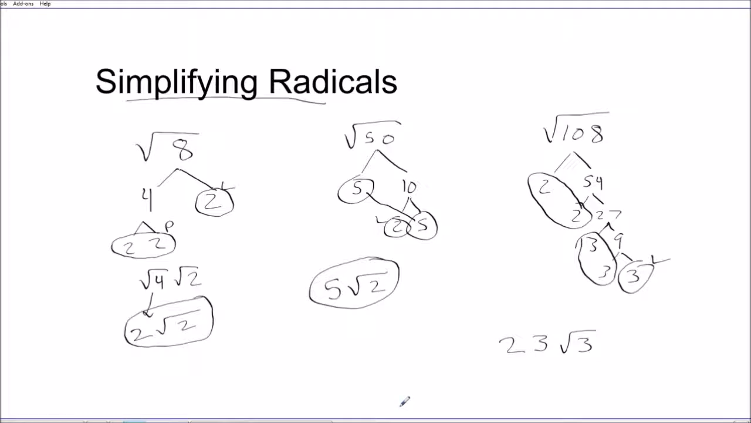Now some people will leave it just like that and they'll say 23 root 3, but folks, these are multiplied, okay? So be really, really careful. They're not added. It's not 23. 2 times 3 is 6, so this is 6 root 3.